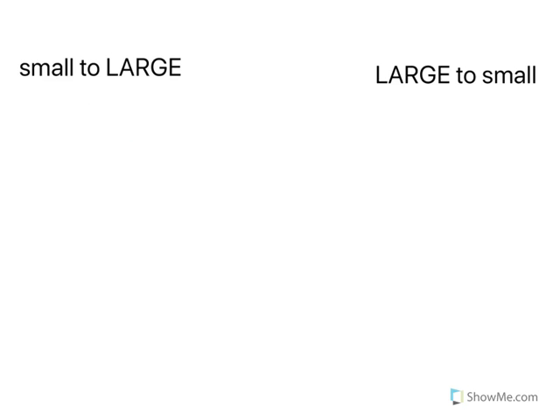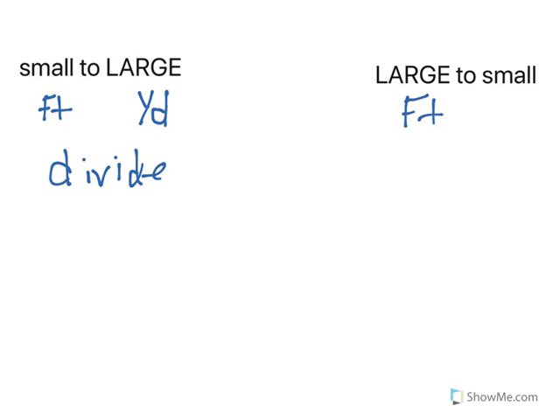The next thing we need to think about is the rules for remembering how to convert. If we have a small unit such as feet, and we're going to a large unit such as yards, then this tells me that I need to do an operation. That is correct. I'm going to divide. So if I have a large unit such as feet, and I'm going to a small unit such as inches, this tells me that I need to multiply.